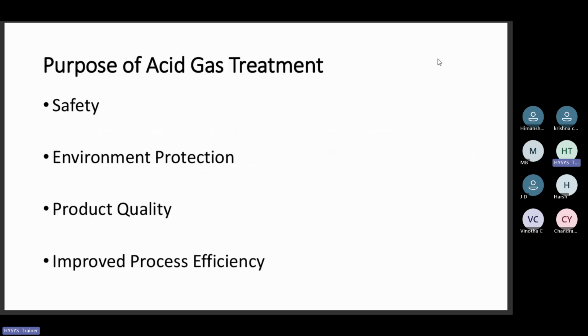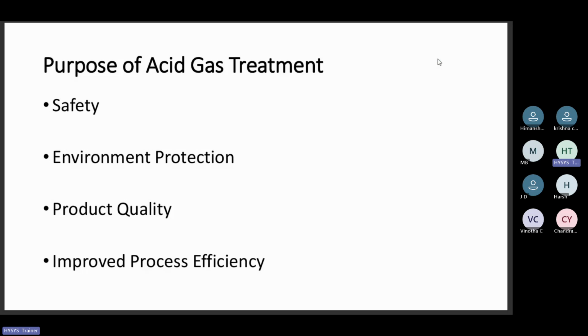So what is the purpose of this acid gas treatment? Why is this acid gas treatment done? The first and very important purpose of this acid gas treatment is the safety aspect. As we all know, H2S, that is hydrogen sulfide, is a highly toxic and flammable gas.